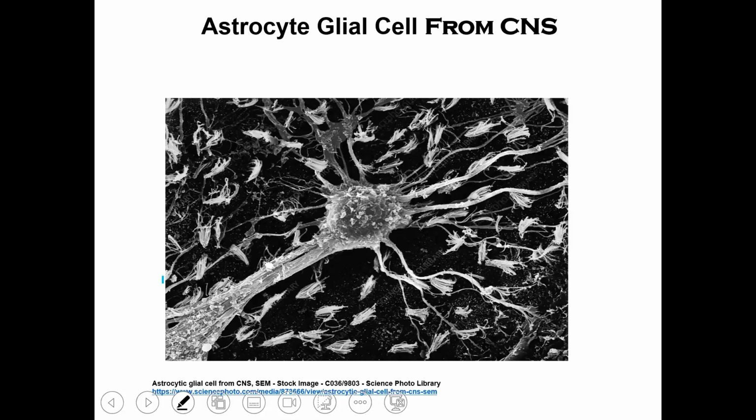This is a pretty cool looking picture here. Astrocytic glial cell from the central nervous system. It's a scanning electron microscope. Kind of looks like outer space, or maybe if you're into Harry Potter, these look like little Dementors cruising around, right? So pretty neat looking picture, I think.